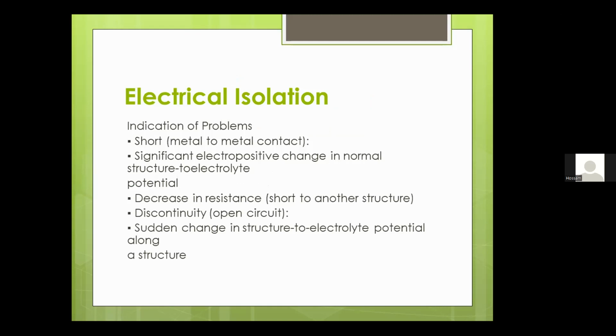Another survey is the electrical isolation survey. We should do this survey to indicate if there is a short, or metal to metal contact, or not. A significant electropositive change in the normal structure to electrolyte potential indicates a decrease in resistance due to a short to another structure. Also, it is used to evaluate the discontinuity or the continuity of the structure, and any sudden change in the structure to electrolyte potential along a structure.